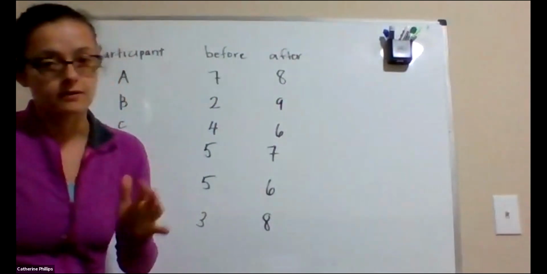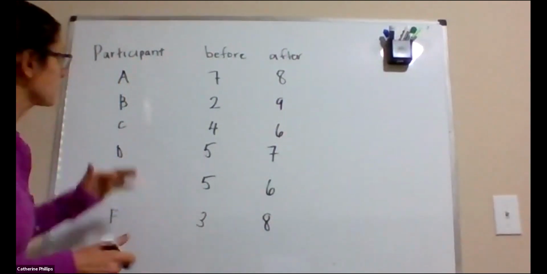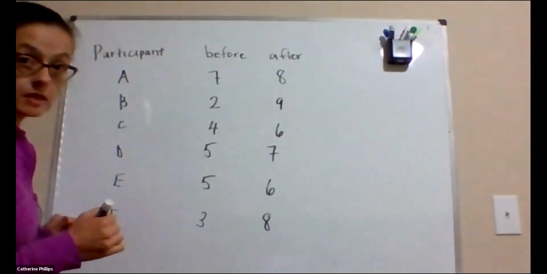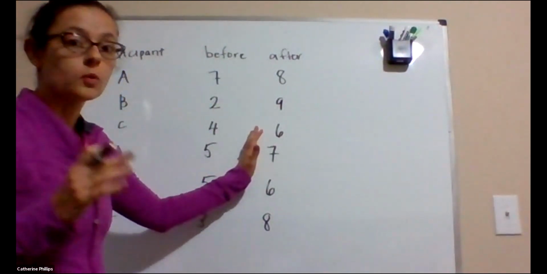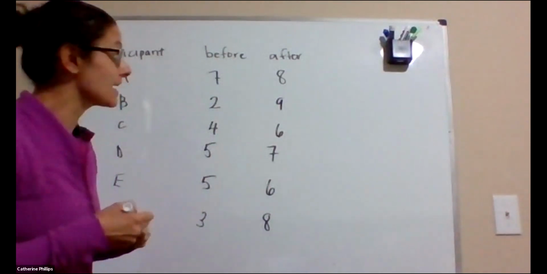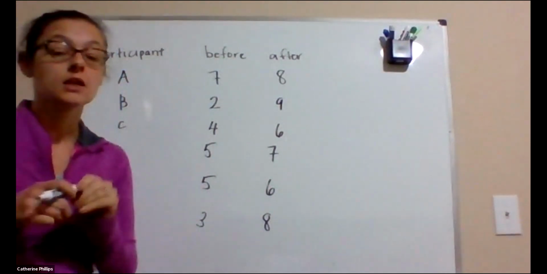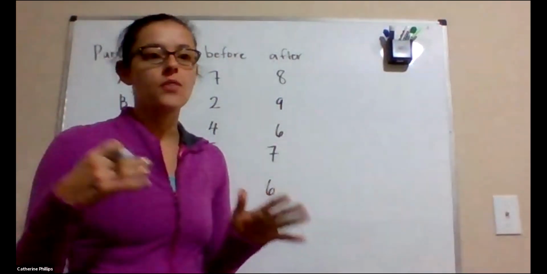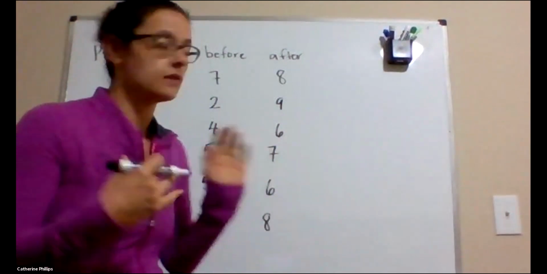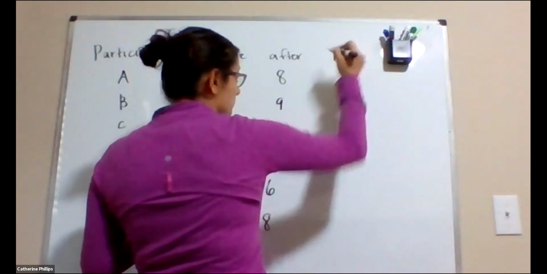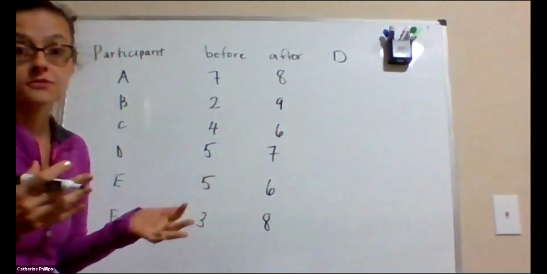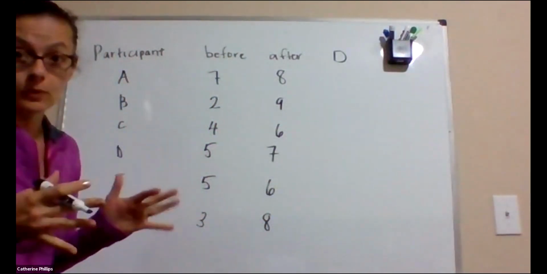So what I've done, taking the advanced preparation here, I've written out all my participants, their before and their after scores. Now, for question A, what it's asking is that we calculate the difference scores, and then we calculate the mean of the difference scores. So we're going to calculate the D scores, capital D, to differentiate it from Cohen's d.